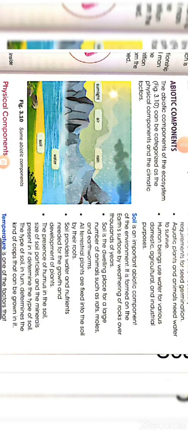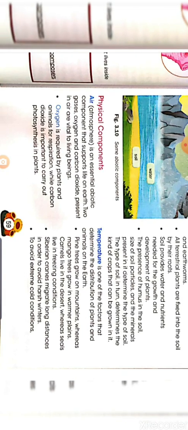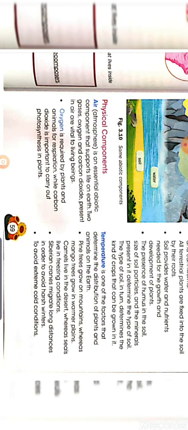So, in our previous class, we discussed the biotic components of our ecosystem. Today, we will discuss the abiotic components of the ecosystem. We can divide the abiotic components into two parts. One is the physical part, and another is the climatic part. So, the first one is air.